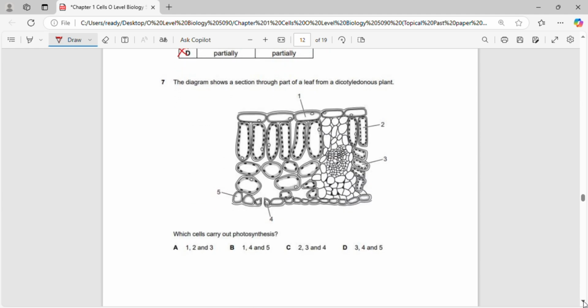This question is again related to plant tissue, with the diagram showing a section through a leaf of a dicotyledonous plant. The question asks which cells in the tissue are responsible for photosynthesis, a topic we will cover in Chapter 6. Cell 1 is the upper epidermis, which lacks chloroplasts, so it does not participate in photosynthesis. Cells 2 and 3 contain chloroplasts and are involved in photosynthesis. Cell 4 consists of the guard cells, which regulate the entry and exit of gases and also contain chloroplasts. Therefore, cells 2, 3, and 4 are responsible for photosynthesis, making option C the correct answer.